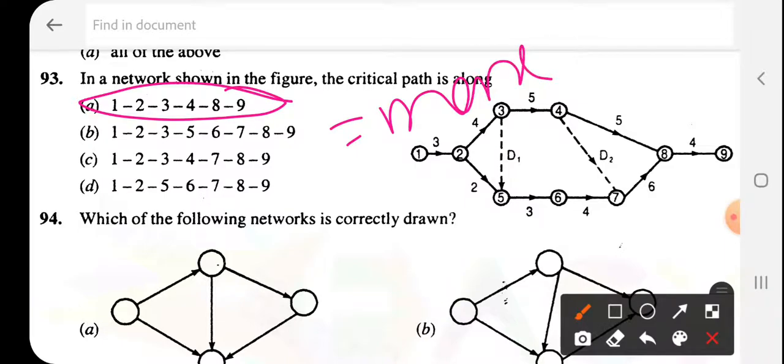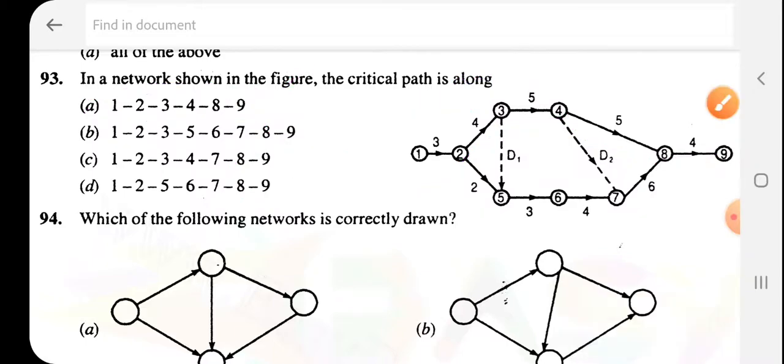1 2 3 4 8 9. Suppose 1 2 is 3, 3 plus 4 is 7, 7 plus 5 is 12, 12 plus 5 is 17, 17 plus 4 is 21. So that is where we are getting the maximum. If you see the other three, you get less than 21. So this is our maximum, so that is our critical path. So A is the critical path.